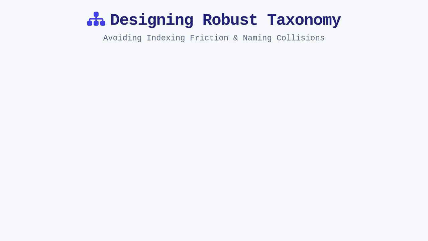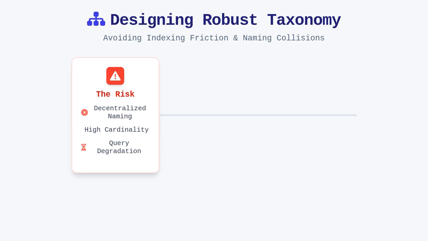Designing a robust taxonomy is arguably the most critical aspect of avoiding key naming collisions and platform-wide indexing friction. When developers and operators independently create dimensions without a centralized naming convention, they often inadvertently introduce high cardinality, which can lead to significant query degradation.